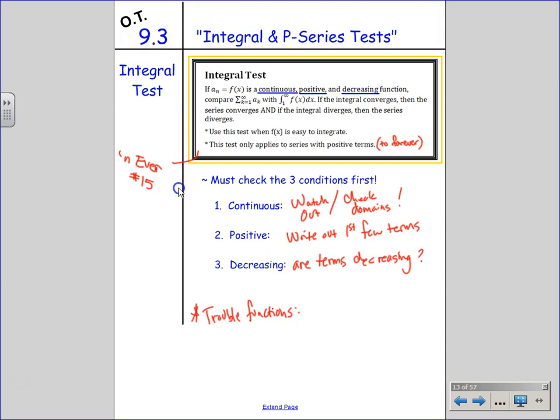It's really important that these three conditions are met, because if they're not met, forget the integral test, unless they're met to forever, and we can deal with the beginning. It's really important these three conditions have to be true. And the reason I'm saying that is because if you use the integral test on a series where one of these conditions fails to the forever, you could get the wrong conclusion. Trouble functions, here it is.